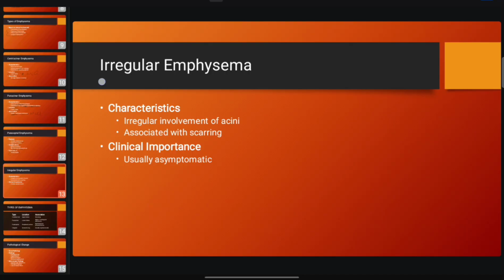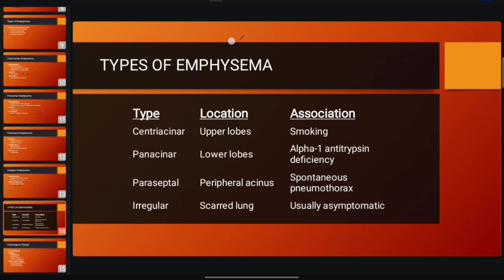And now we talk about the last and 4th type, which is the irregular emphysema. It is characterized by irregular involvement of acini and is associated with scarring, and the clinical importance is its asymptomatic nature. So this is a table for differentiating the 4 types of emphysema: upper lobe, lower lobe, peripheral acinus, scarring, and association. This is a very important topic for your MCQs and for differentiating the 4 types of emphysema.